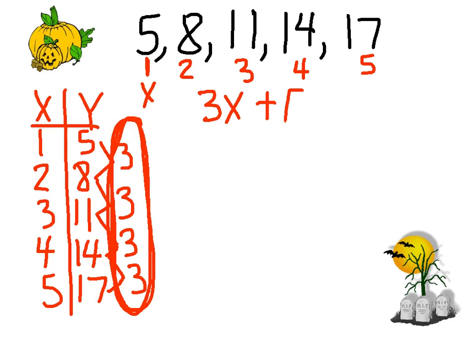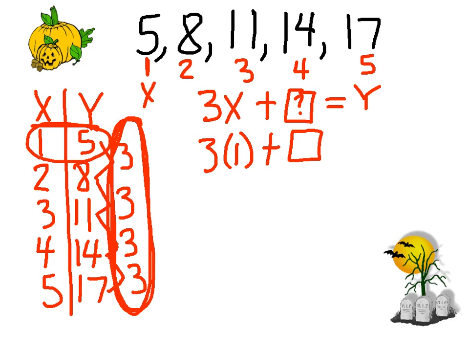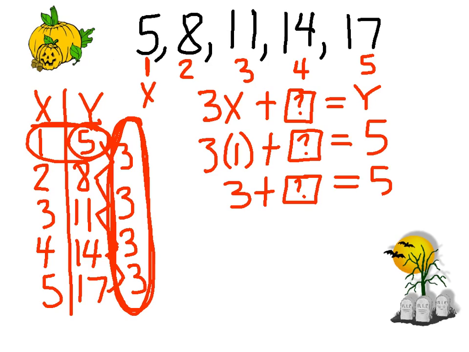Now we need to find what number we add to that to get our y value. To do that, we're going to plug in our ordered pair. One of them, I'm just picking the first one because it's usually the easiest to do. So we plug in 1 for x, and then we have our number that we don't know yet, and we plug in 5 for y. And then we solve to find the number. So we have 3 plus our number is equal to 5. We subtract 3 from both sides. So our number is going to be 5 minus 3, which is 2.